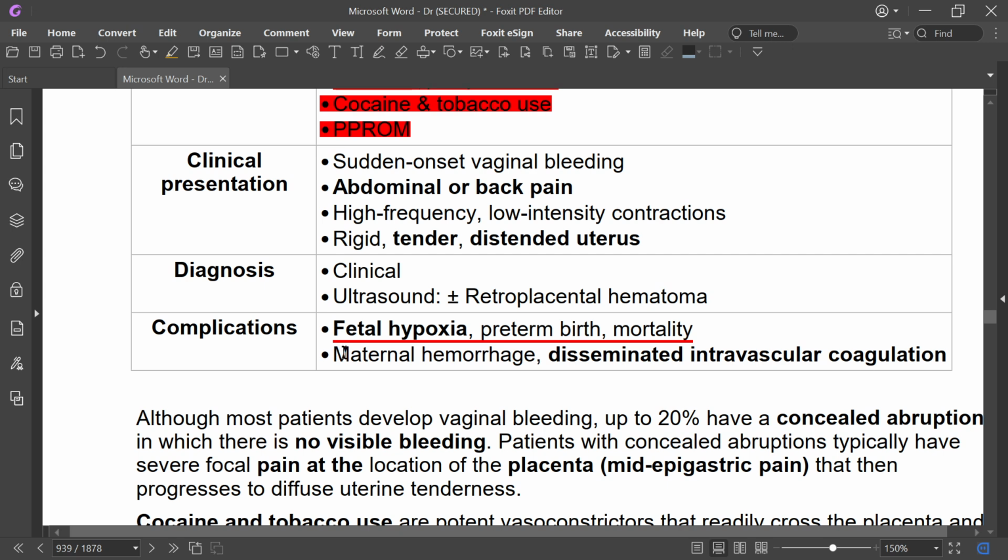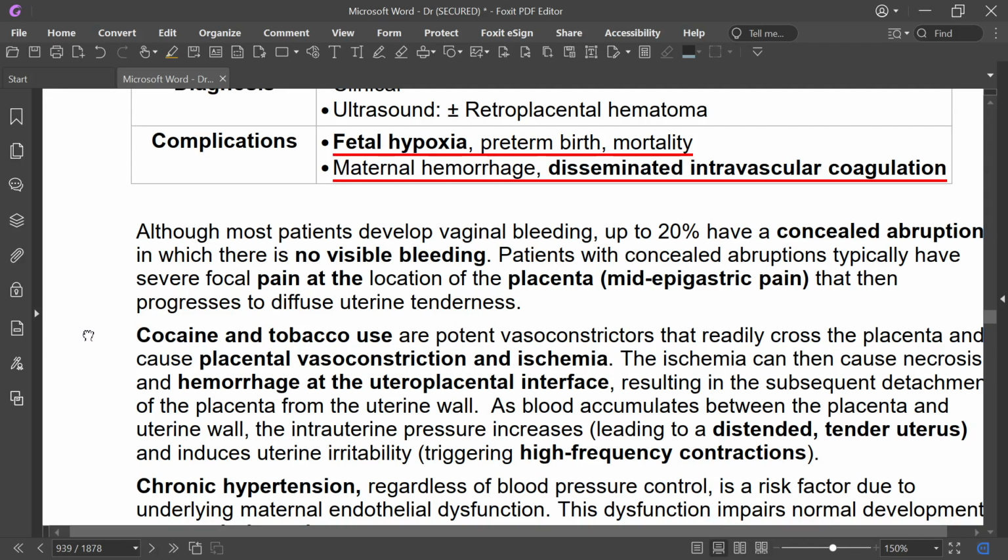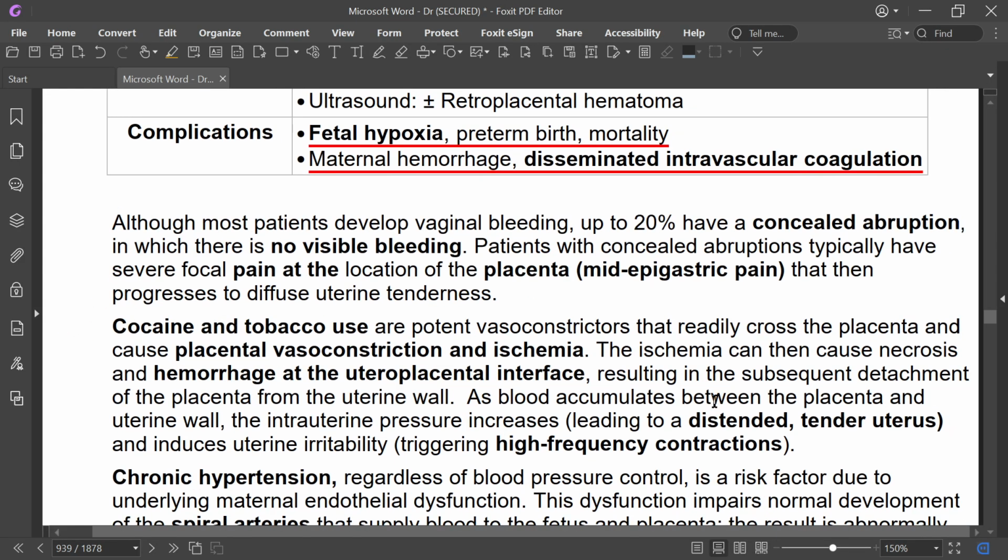And complications also include maternal hemorrhage and DIC. Although most patients develop vaginal bleeding, up to 20% have a concealed abruption in which there is no visible bleeding. Patients with concealed abruption typically have severe focal pain at the location of the placenta, mid-epigastric pain, then progress to diffuse uterine contraction.